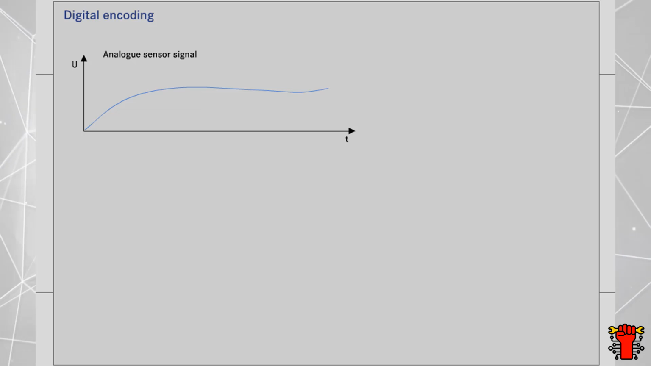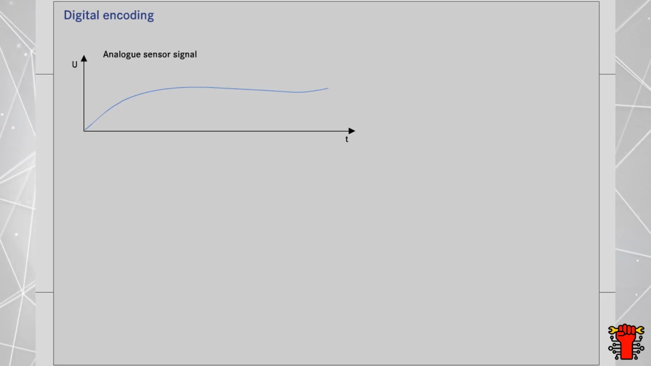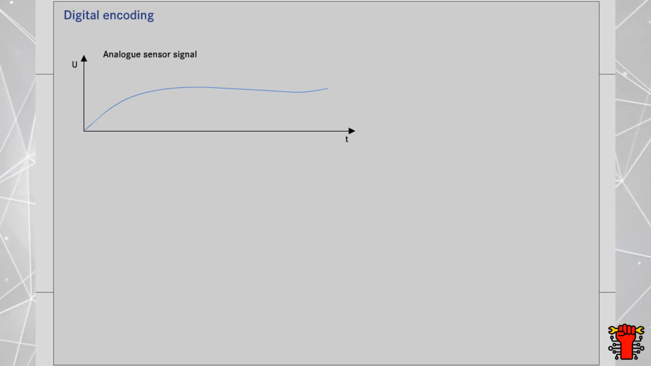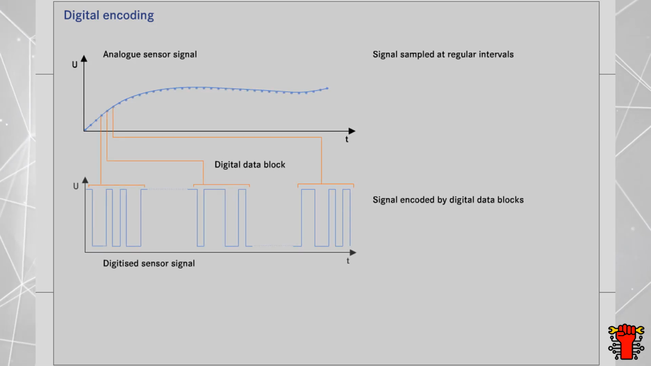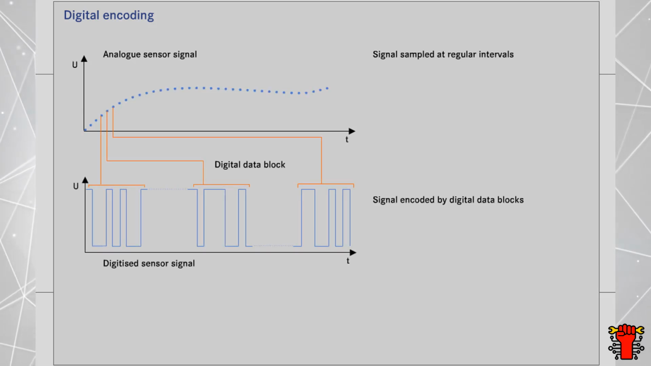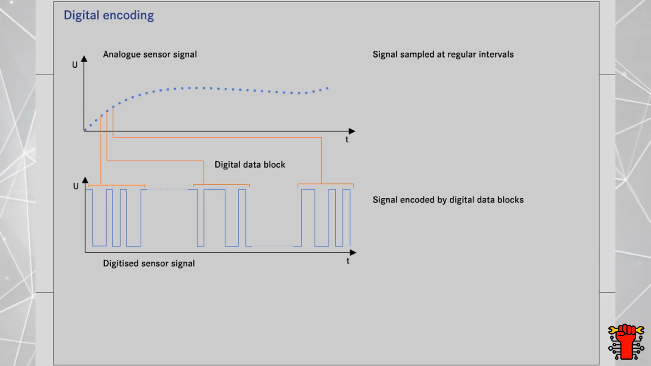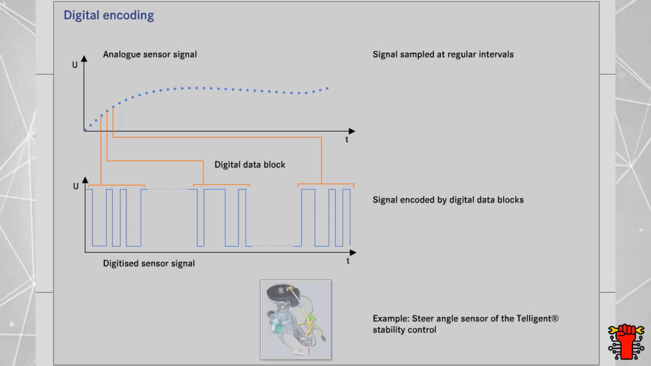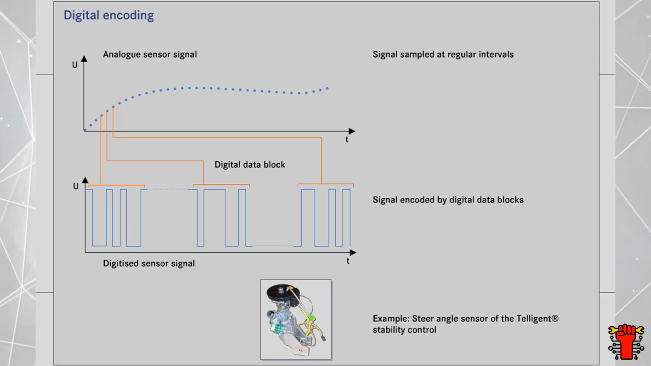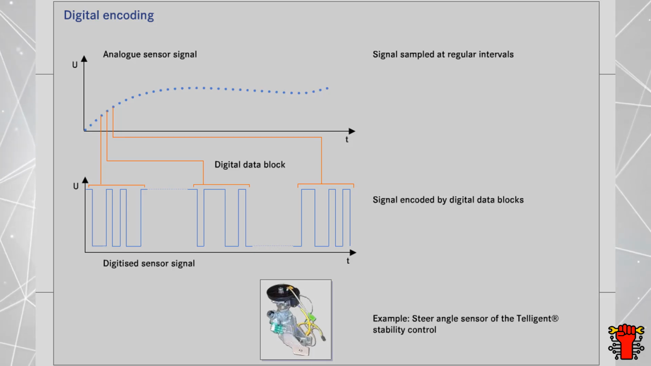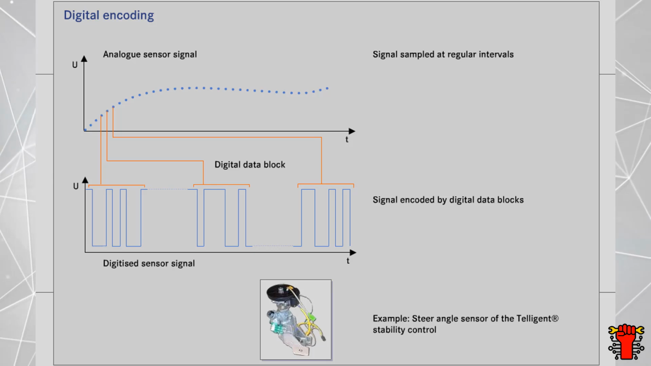Digitally encoded signals ensure a more precise measurement reading. Here, the analog signal curve is sampled at regular intervals. Each individual measurement is represented by a digital data block. This process is used, for example, for the steer angle sensor on trucks with intelligent stability control.